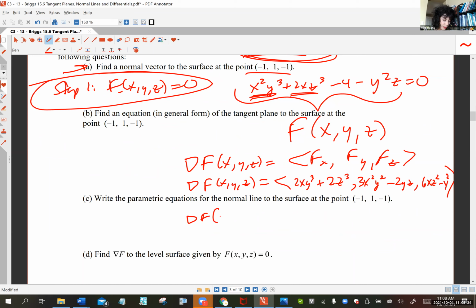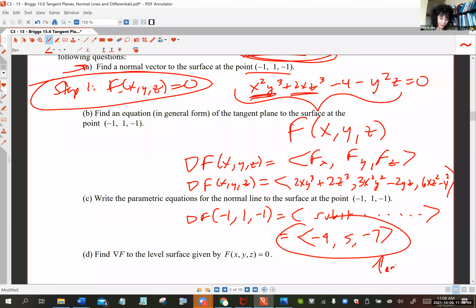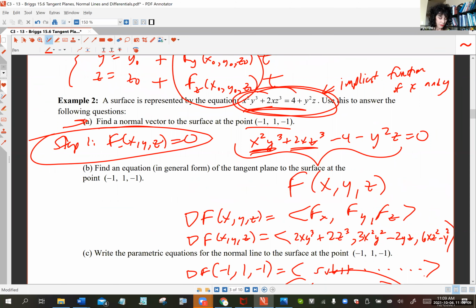And now we're going to evaluate this at the point (-1, 1, -1). And you'll just substitute everything. I do want to see that stuff on your paper when you do handwritten work. Otherwise, I dock your points. I'm in a hurry right now, so I'm just going to get to it. I get (-4, 5, -7). And that is the answer for part A. That's a normal vector to the surface. It's a vector that's sticking out of the surface, if you will. Sticking right out.